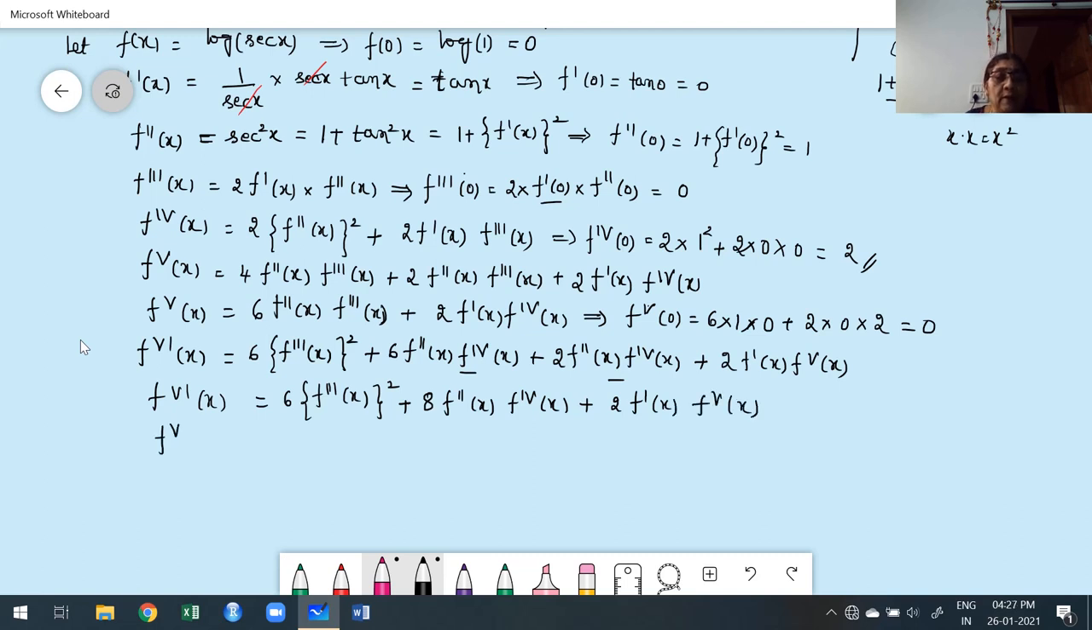Put x equal to 0. Once you put x equal to 0, we already know that f'''(0) is 0, so 0². Plus 8 into f''(0), which is 1, and the fourth derivative is 2. Plus 2 into f'(0), which is 0, and the fifth derivative is also 0.